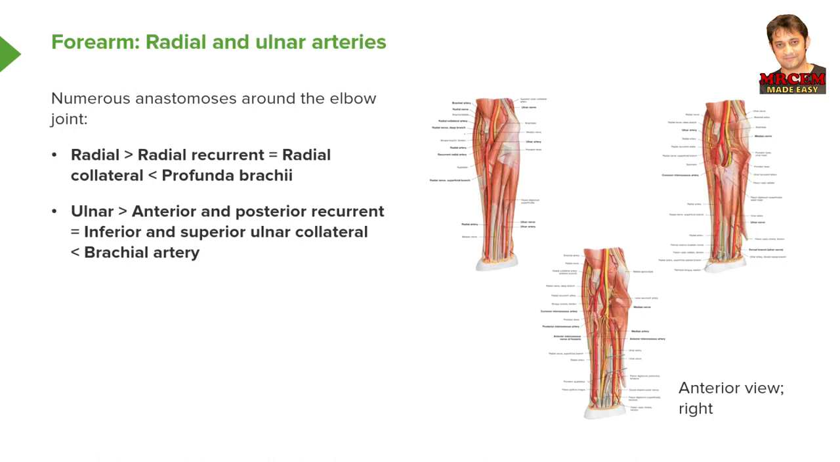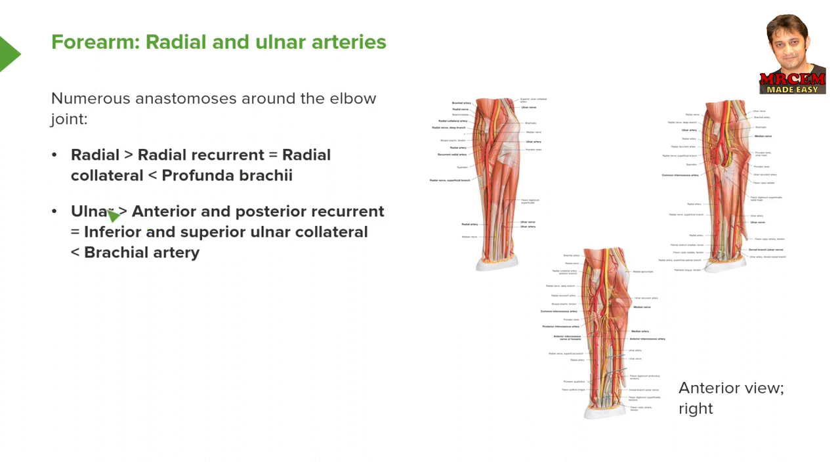So we have numerous anastomoses around the elbow joint, from the radial artery and from the profunda brachii. The radial artery gives rise to the radial recurrent artery that passes upwards, and the profunda brachii gives rise to radial collateral arteries that pass downwards. So we have them coming down here. We have the radial collateral arteries coming down, and we have the radial recurrent arteries passing up.